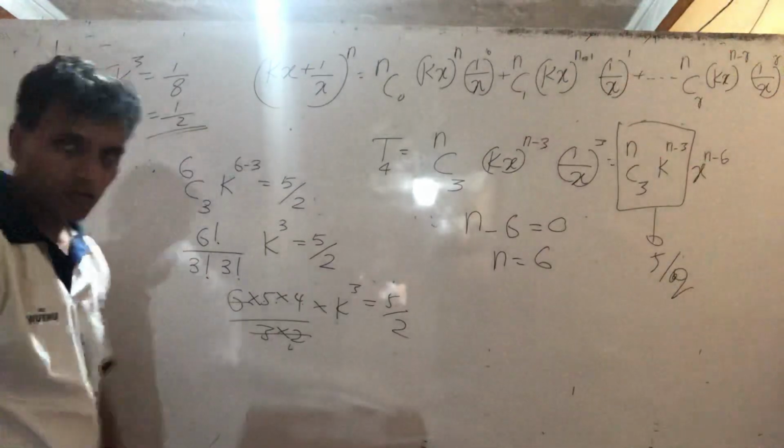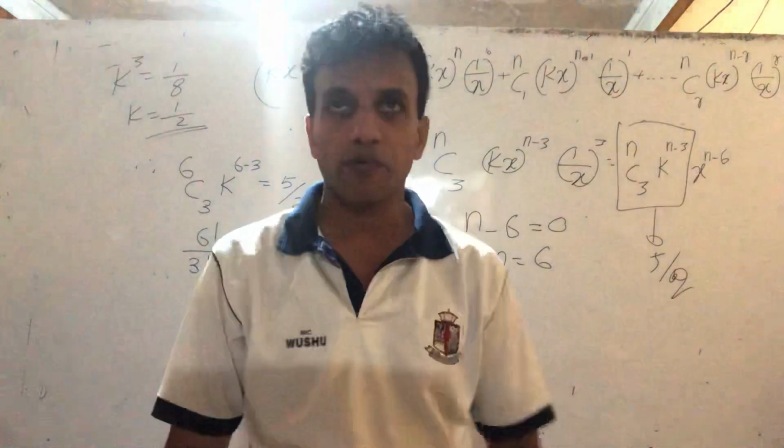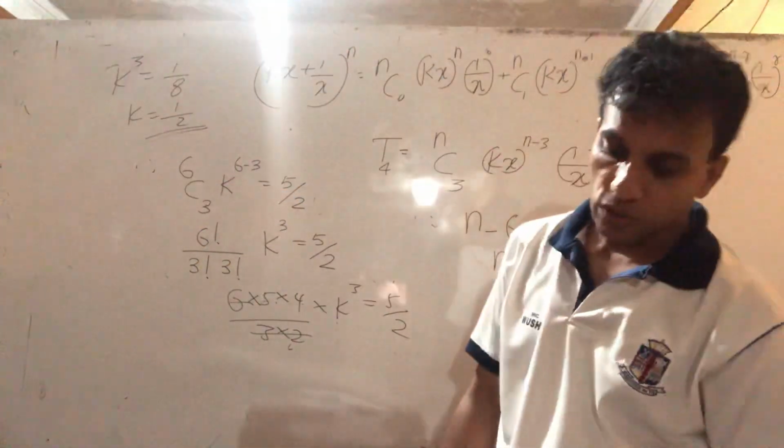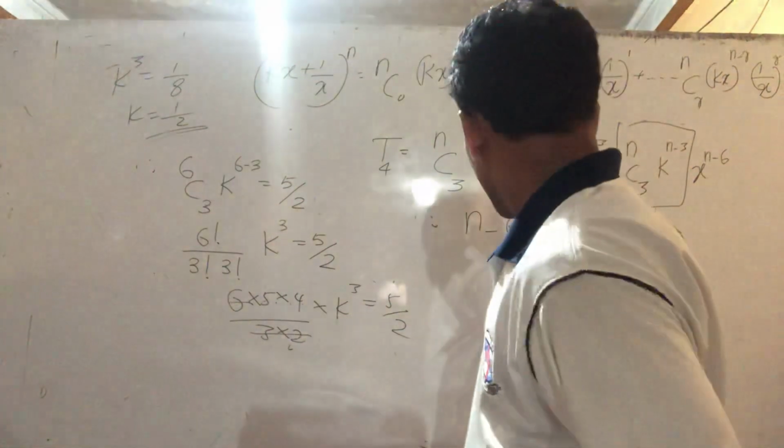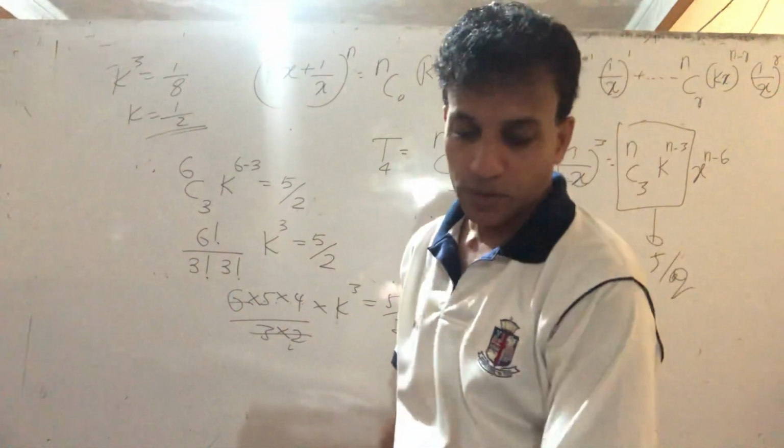Check that with me. If you have a problem, correct it. The answer to the question: k is half and n is 6.